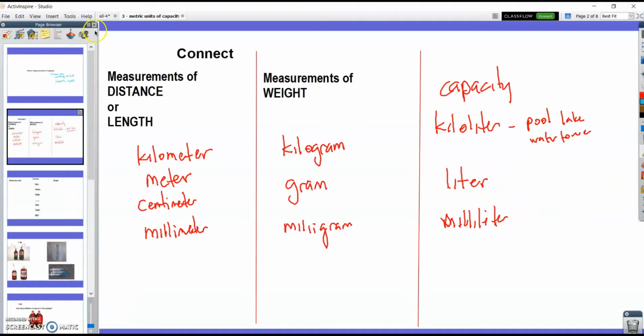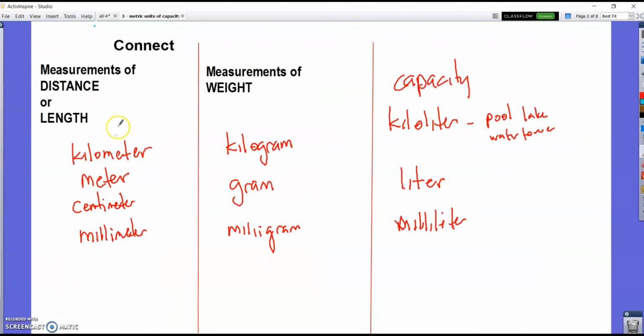So going back, we've talked about metric units of length or distance: kilometers, meters, centimeters, millimeters. Yesterday we did measurements of weight in the metric system. That was kilograms, grams, and milligrams. And so today we're going to go on to capacity. The most common two you hear are liter and milliliter. Occasionally kiloliter will be used for something that's a lot of water, like how much water is in a pool or a water tower. I'll show you in a minute. A kiloliter is a lot of water. Liters are the base unit of capacity in the metric system.